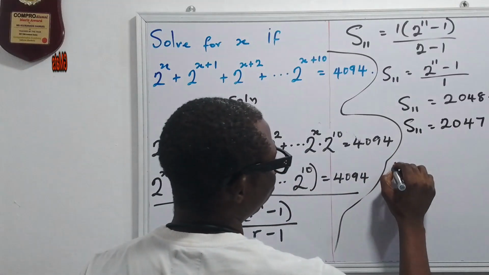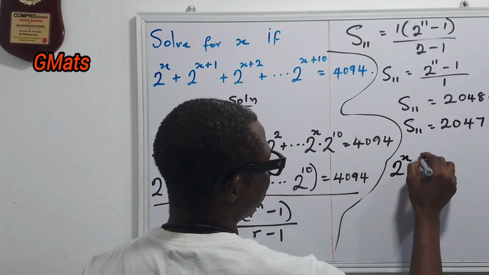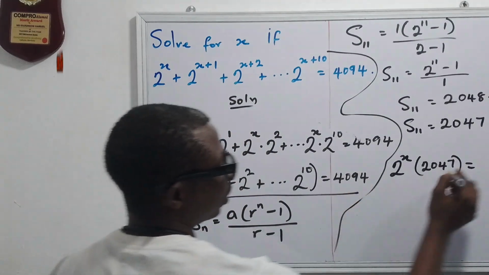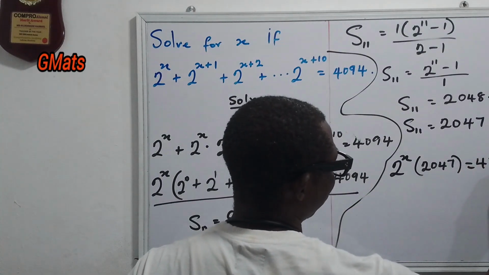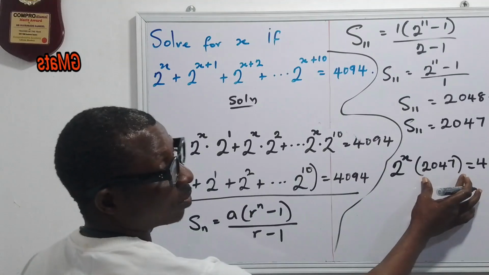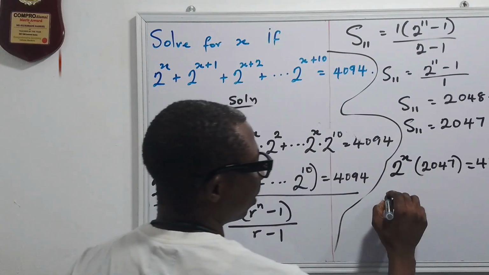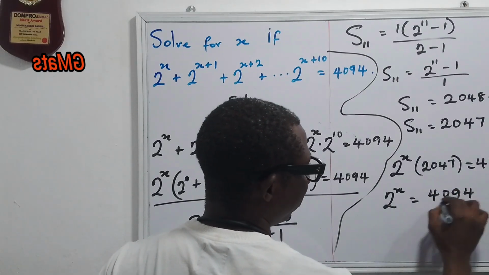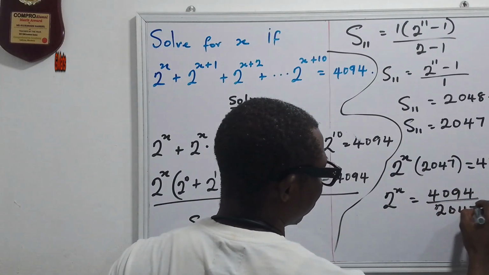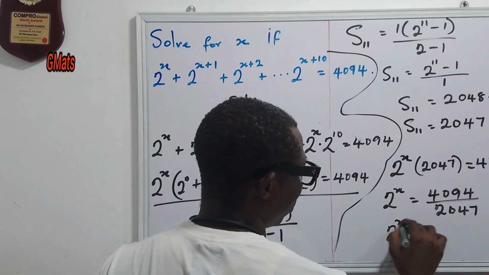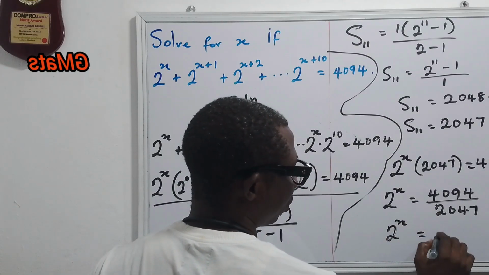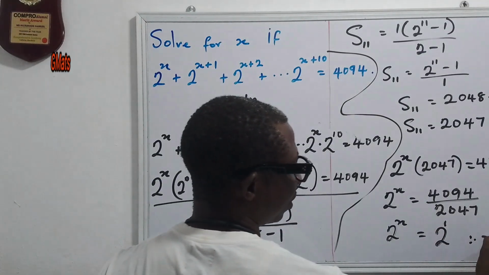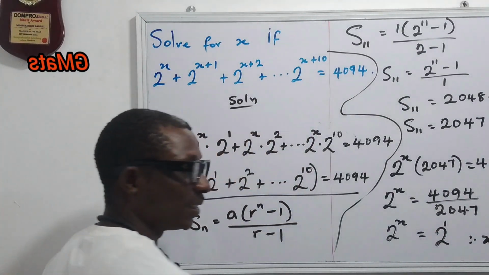So we have 2 raised to the power of x times 2047 equals this, that is 4094. So here you can divide both sides by 2047. So we have 2 raised to the power of x equals 4094 divided by 2047. So we have 2 raised to the power of x equals 2. Okay, so 2 is the same thing as 2 raised to the power of 1. So therefore x equals 1. And that is the answer to the problem.